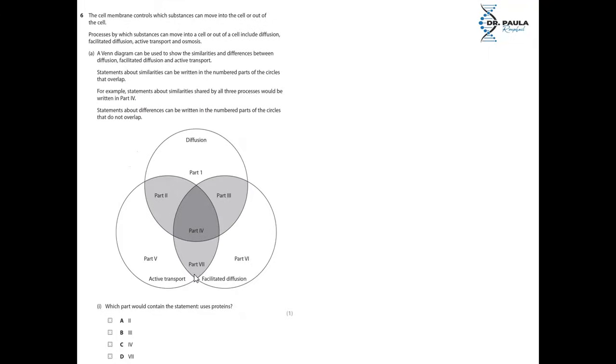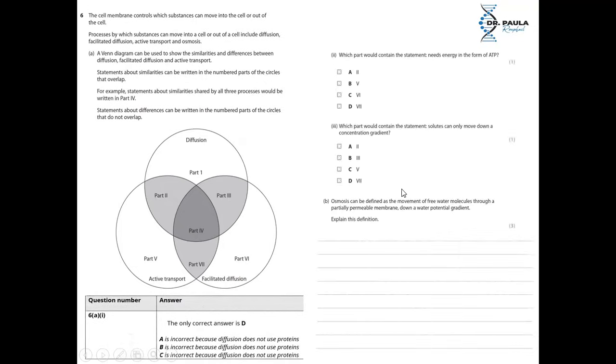So the answer is going to be which part? Part VII, because it involves active transport and facilitated diffusion. So the answer is D. Next question. Which part would contain the statement needs energy in the form of ATP? This is a very easy question. You know for sure that the active transport is the one using ATP, so it's going to be only V, part V, active transport only. So the answer is B.